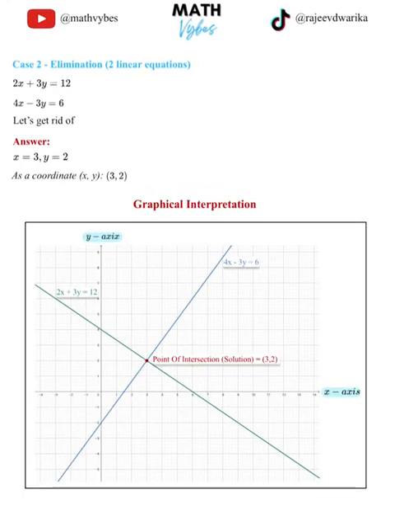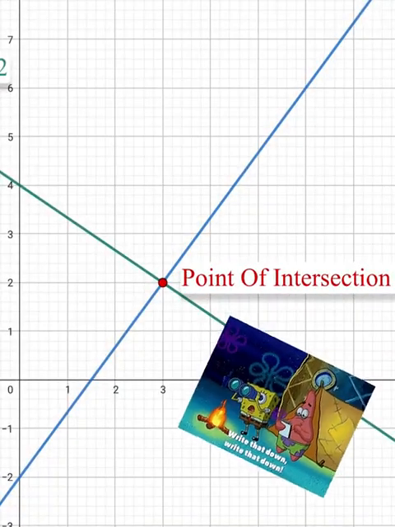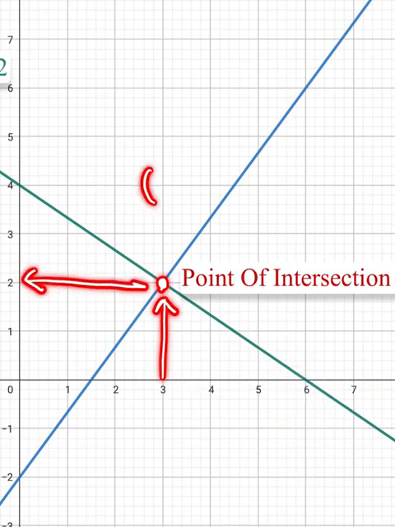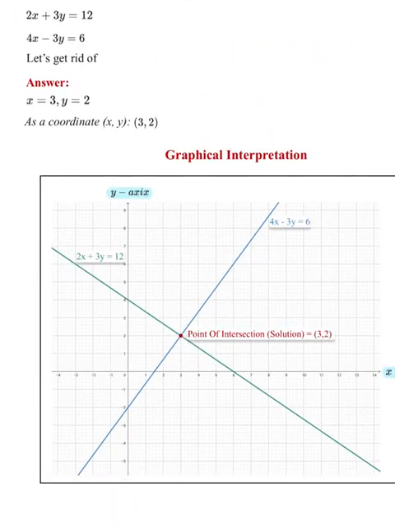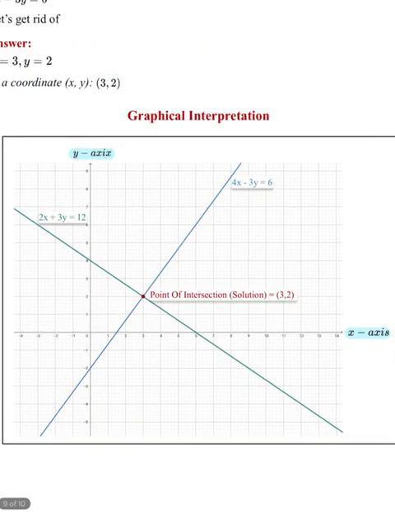If I plot the graph for 2x plus 3y is equal to 12, I get that. And if I plot the graph for 4x minus 3y is equal to 6, I get that. I want you all to observe where they intersect. They intersect at this point over here. And if we were to take a reading, x is 3 and y is 2. And that's the same answer we got when we did it using the elimination method. Understand that?